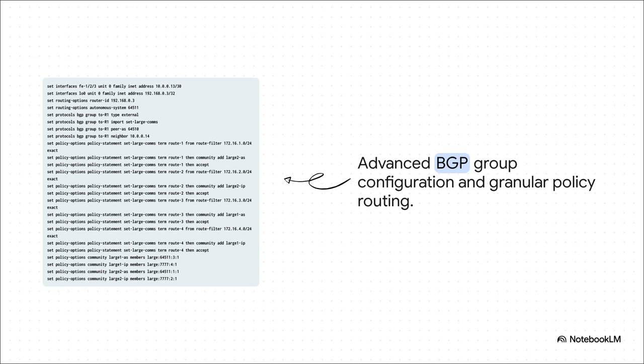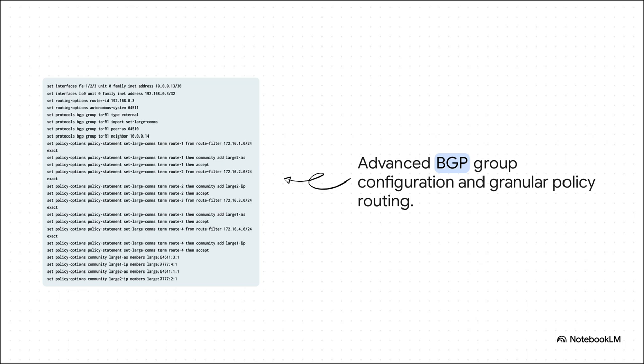And this hierarchical logic extends perfectly into advanced BGP policy routing too. In Junos, you first set up your core routing options, things like your router ID and your autonomous system number. Then you construct your BGP group, define its type as external, set the peer AS, and establish the neighbor IP. But the real magic happens at the bottom with the policy statements. Junos allows you to craft incredibly granular route filters to add specific communities or accept precise prefixes.